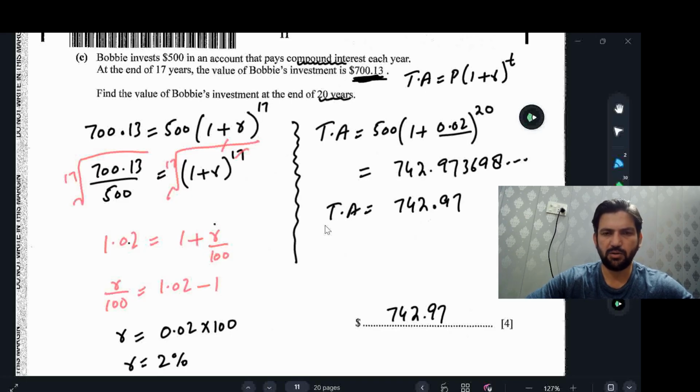I hope that the concept is clear. Let's move to question number 18.